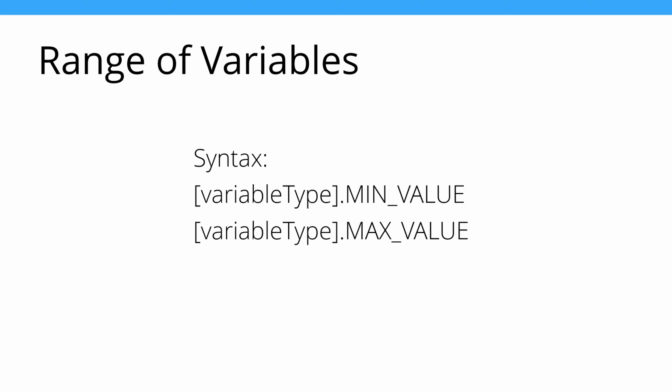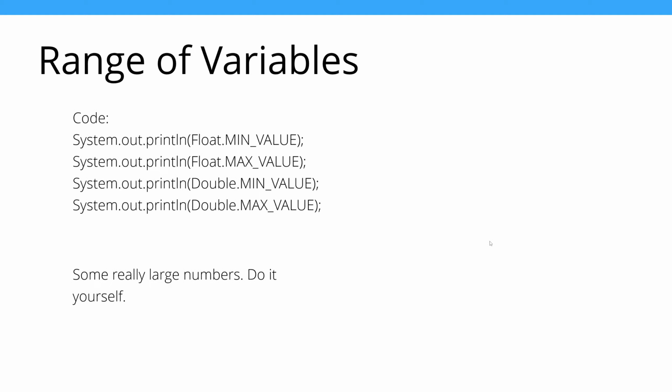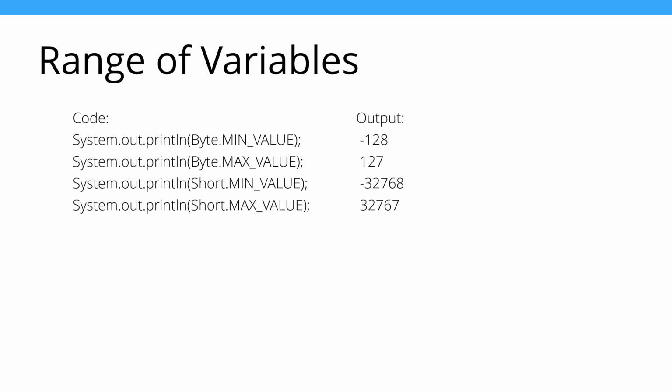So here's how you do it. You put the variable type, dot MIN_VALUE. Variable type, dot MAX_VALUE. Simple. So to get the float, it's Float.MIN_VALUE, Float.MAX_VALUE, Double.MIN_VALUE, Double.MAX_VALUE. Int is a little bit different. We use Integer.MIN_VALUE, Integer.MAX_VALUE.